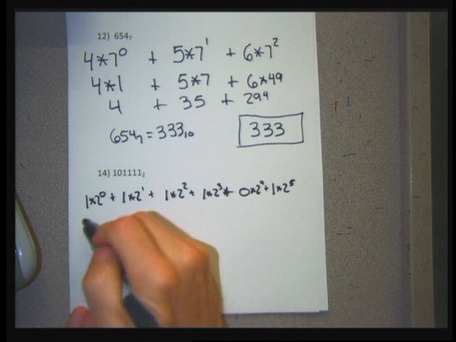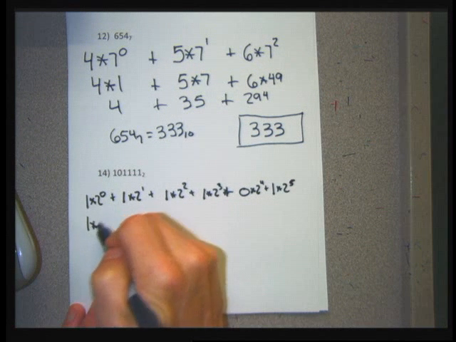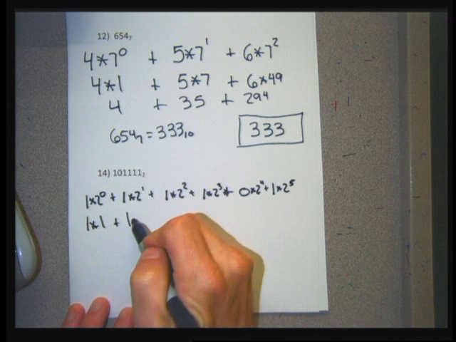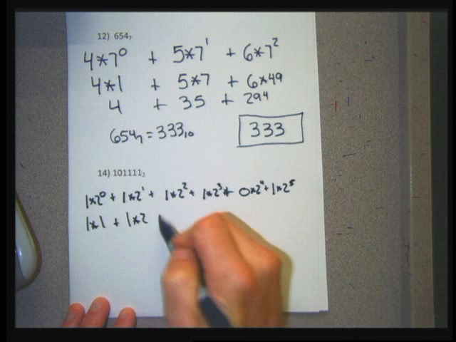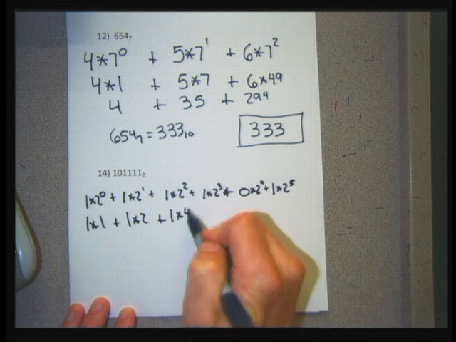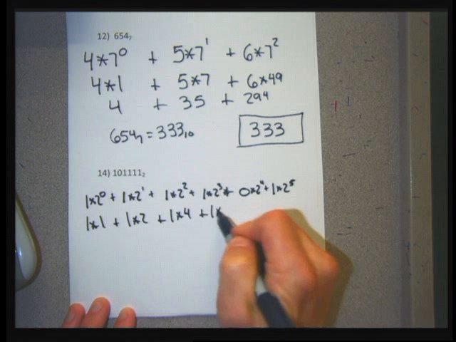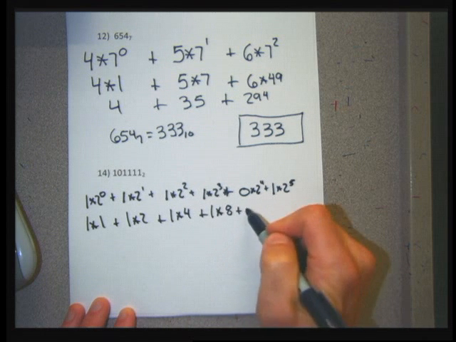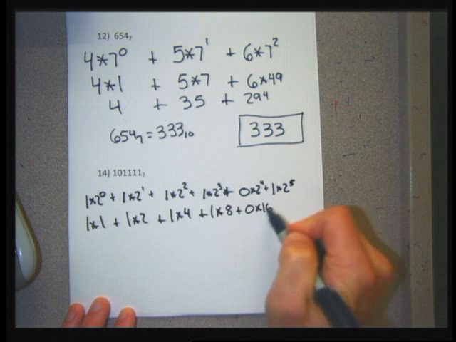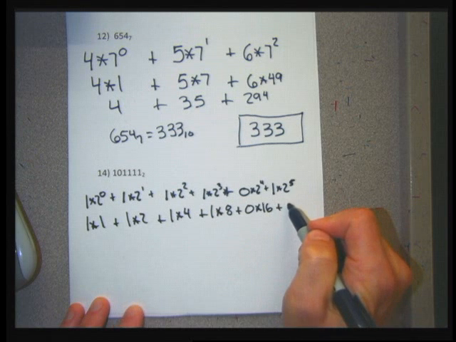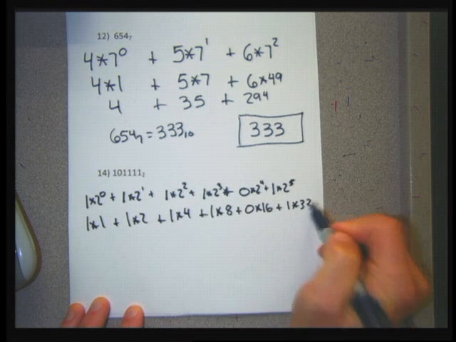Now I'll do my exponents. 2 to the 0 power is 1. 2 to the 1st power is 2. 2 to the 2nd power is 4. 2 to the 3rd power is 8. 2 to the 4th power is 16. And 2 to the 5th power is 32.